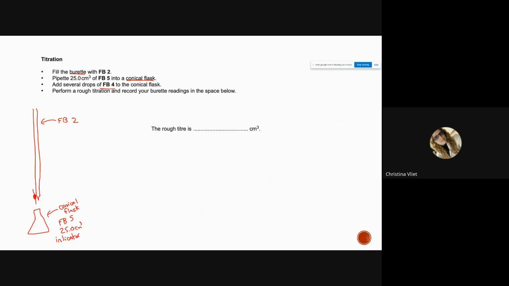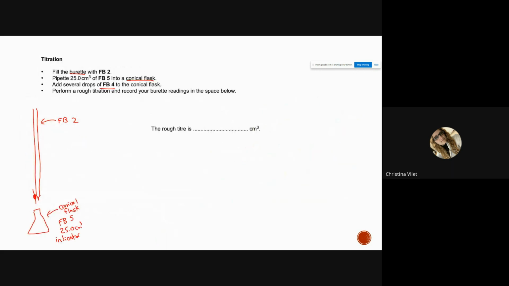You use all 50 milliliters. You cry. So don't forget to add the indicator on Wednesday, is all I'm going to say. I'm giving you the heads up now. So we've got FB2 titrating with FB5. FB2 being what?